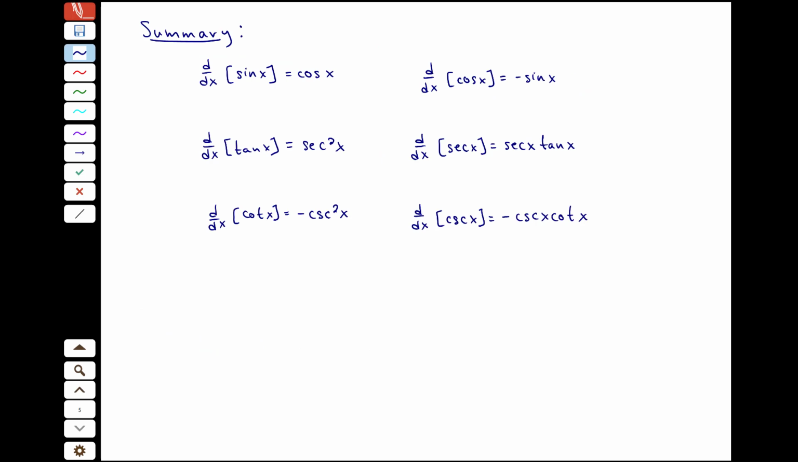So in summary, we've found the derivatives of the first 4 trigonometric functions listed here, and you can derive the other 2 derivatives using similar methods. So the derivative of sine is cosine, the derivative of cosine is negative sine, the derivative of tangent is secant squared, the derivative of secant is secant tangent, the derivative of cotangent is negative cosecant squared, and the derivative of cosecant is negative cosecant times cotangent.